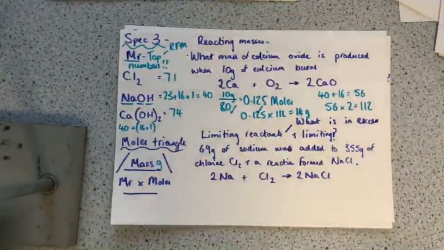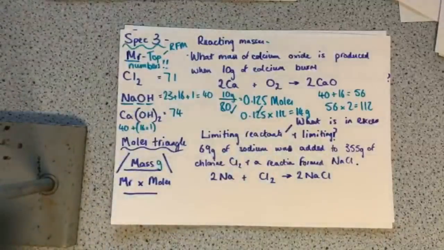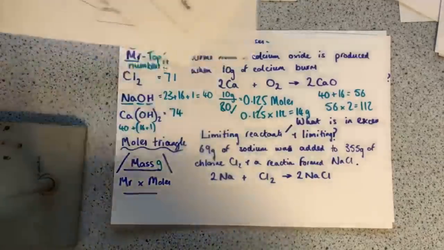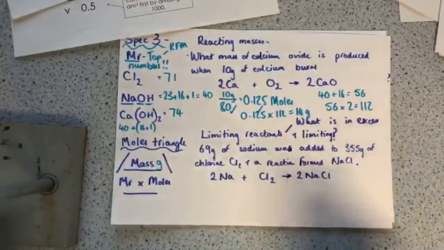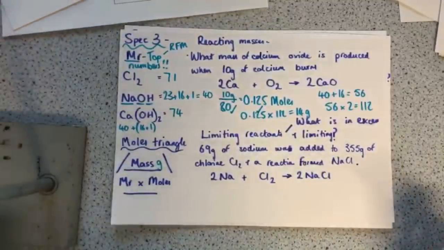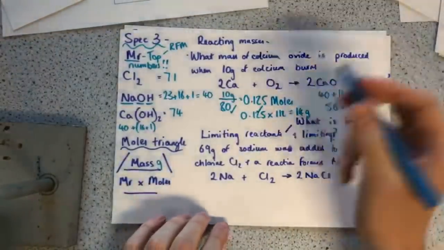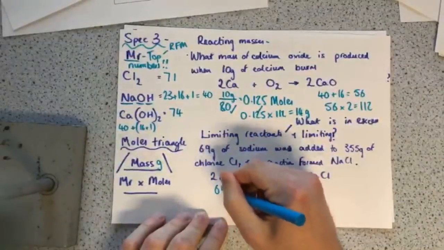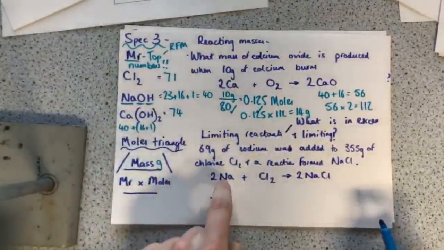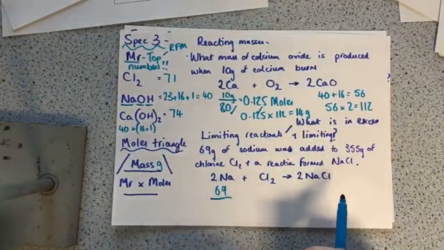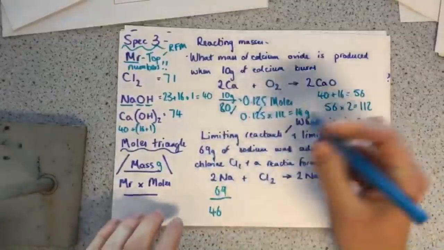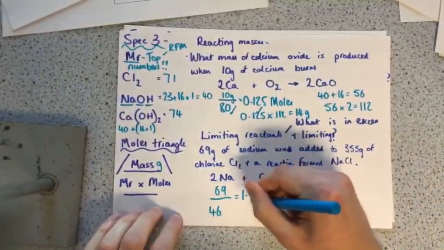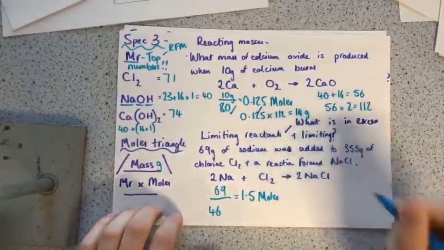Another type of question that we might get asked is a limiting reactants question, and I've written an example at the bottom. It says 69 grams of sodium was added to 355 grams of chlorine, and there's a little chemical equation for you there. The first thing you need to do is work out the moles of sodium. You do 69, because that is the mass, and we're going to divide that by 46. The top number for sodium is 23, but there's 2 of them, so we divide by 46. That gives us 1.5 moles.